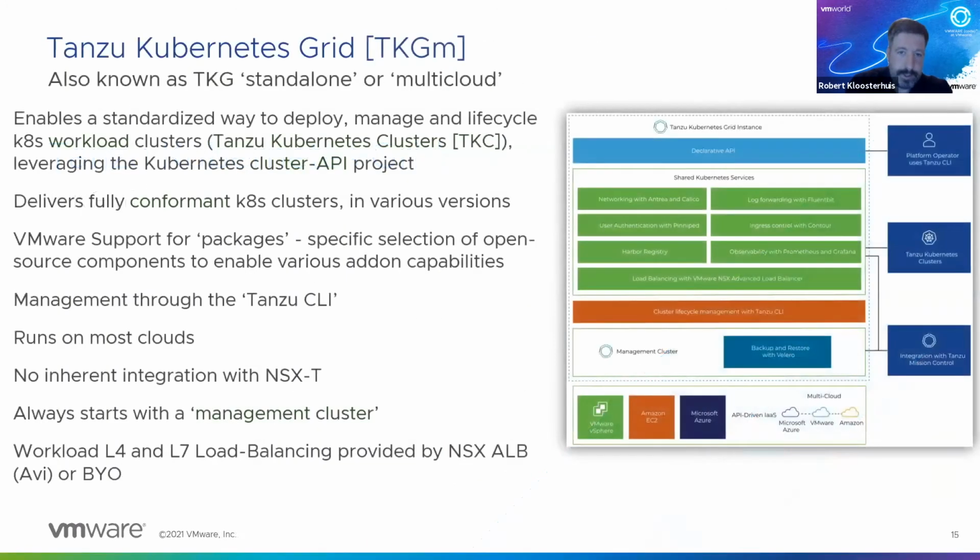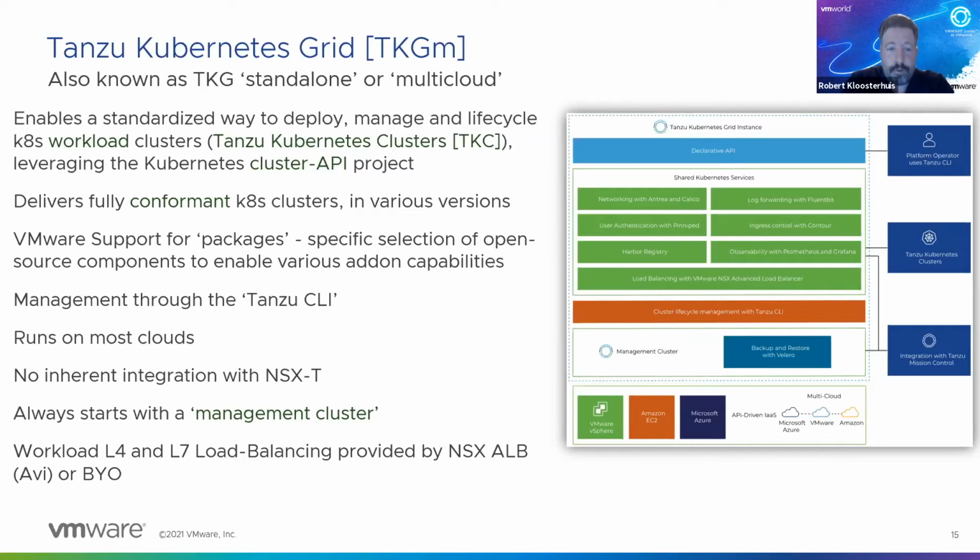Tanzu Kubernetes Grid multi-cloud. This is basically the core Tanzu Kubernetes Grid. Whenever VMware refers to Tanzu Kubernetes Grid, full stop, this is the version they're talking about. Like I said, it's a standalone product, so it'll run in any cloud. It runs in vSphere 7, but it also runs in vSphere 6.7. It'll run in Azure, it'll run in Amazon natively on EC2 instances. So it's quite flexible. It doesn't require a lot of networking preparation either. All you need is a bunch of port groups or VLANs, and you can get started with this.